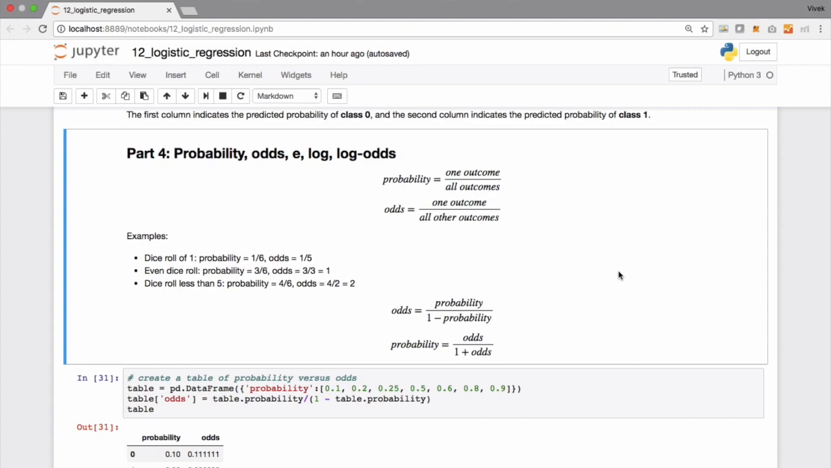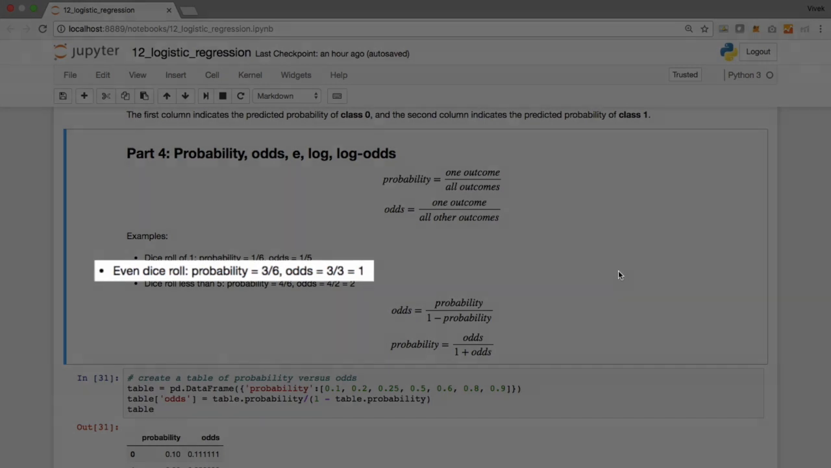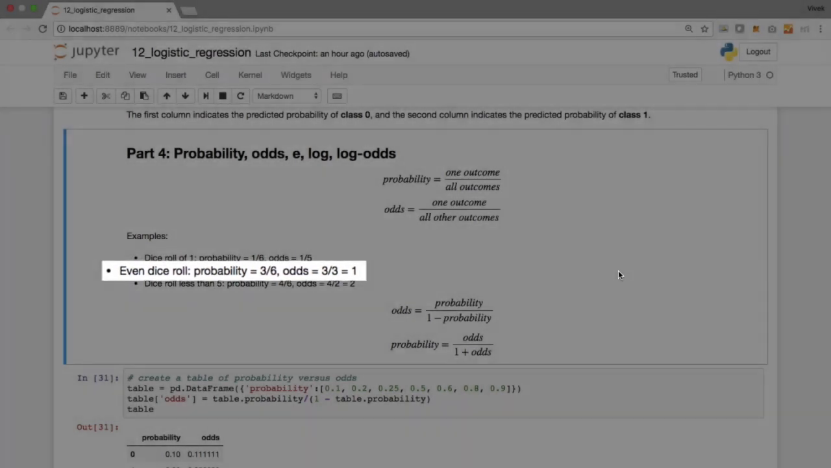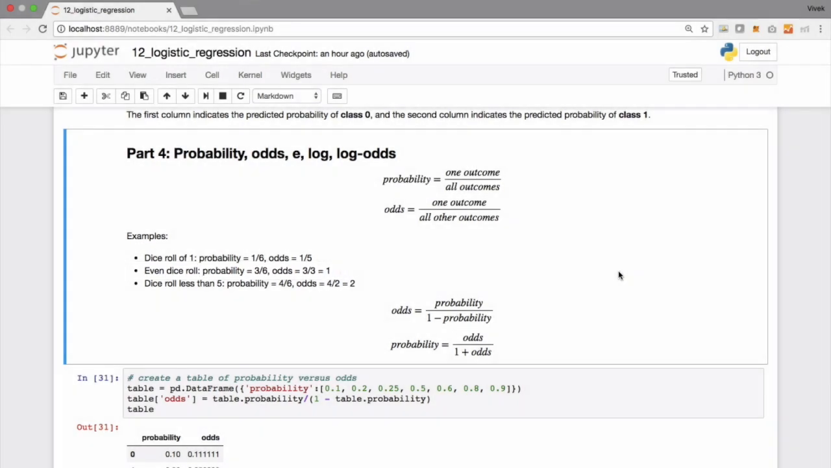If I want to find out the probability and the odds of an even dice roll, what are the even numbers in a dice roll? 2, 4, and 6, right? So there are 3 situations where I can get an even number when I roll a dice. So the probability is 3 by 6. The odds, on the other hand, is 3 by 3. That is, if I'm not getting even, all other outcomes indicate that I'm only going to get odd outcomes. So I have 3 by 3, that is, odds will be equal to 1.